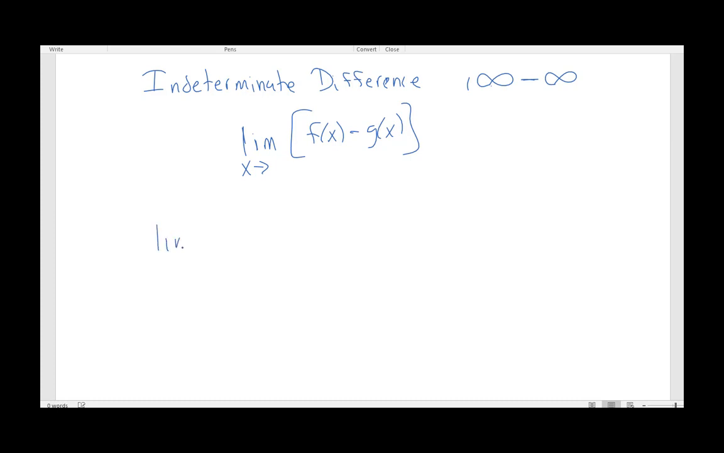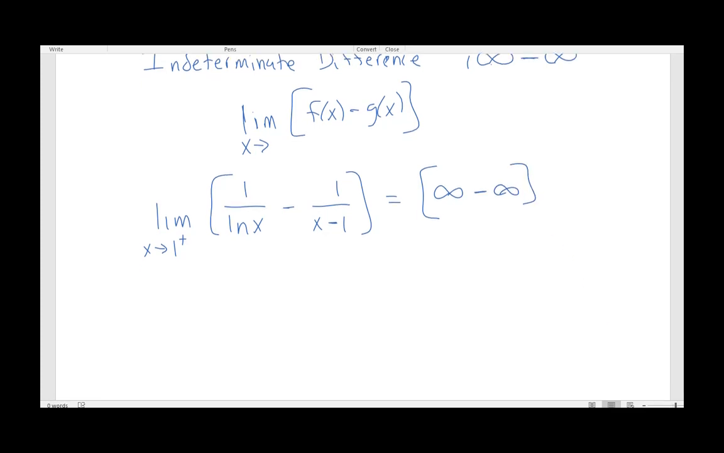So let's say we have the limit as x approaches 1 from the right of 1 over ln of x minus 1 over x minus 1. So we have this difference here, and if we plug in x equals 1, we'll quickly see we have an indeterminate difference. If I plug 1 in here, what's ln of 1? That's 0. So I get 1 over something going to 0, and that goes to infinity. And when I plug 1 into this expression, I get 1 minus 1 is 0, and 1 over something going to 0 is infinite. So we have an indeterminate difference of infinity minus infinity.